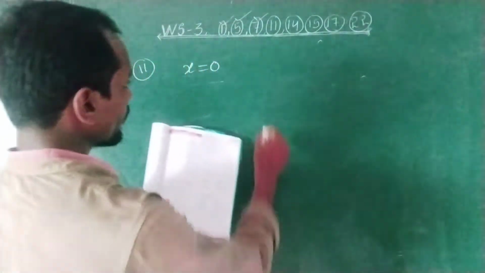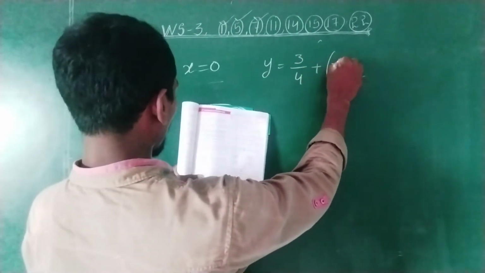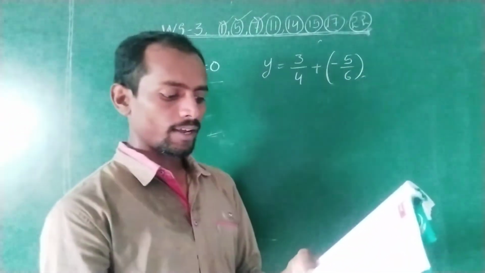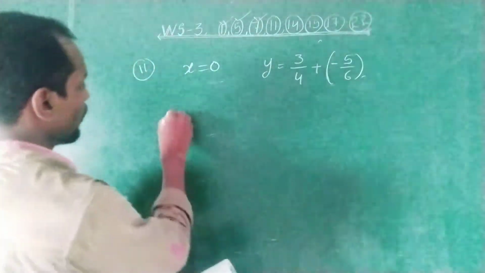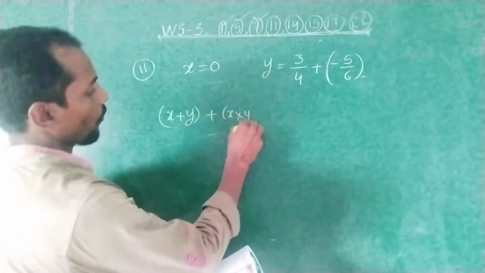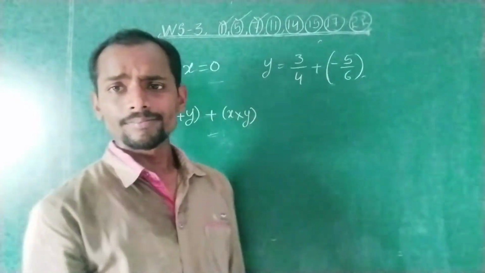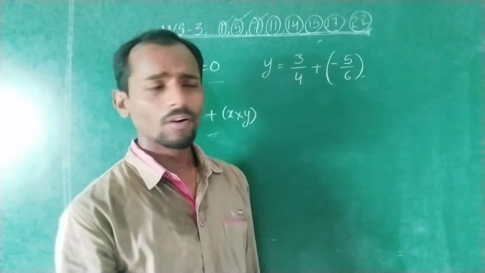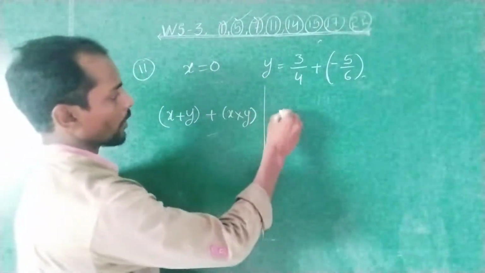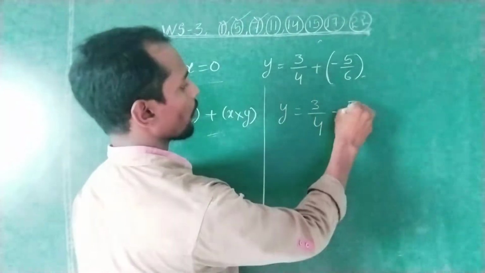Y is given. What is y? Y equal to 3 by 4 plus of minus 5 by 6. Now you have to find out x plus y plus x into y. To find out this value, you need to find out the y value first. Let us find out the y value first. What is the y value? Y equal to 3 by 4 plus of minus 5 by 6.